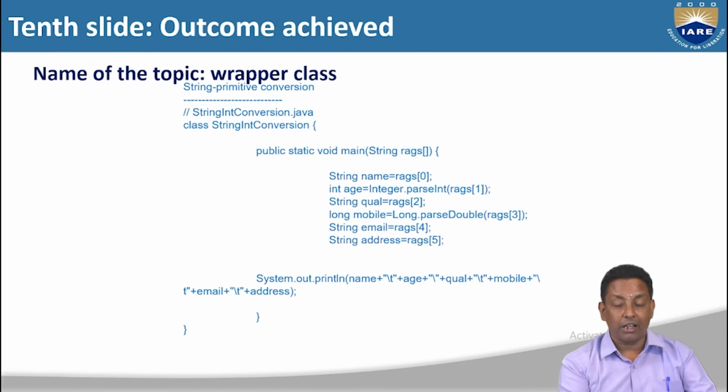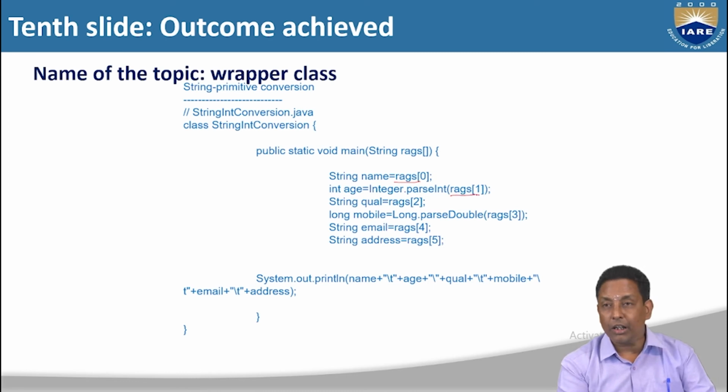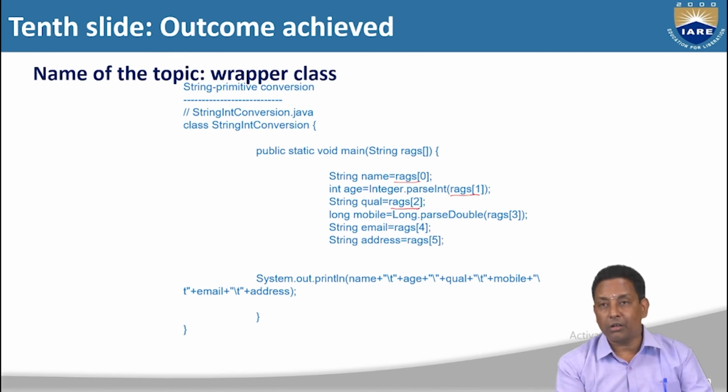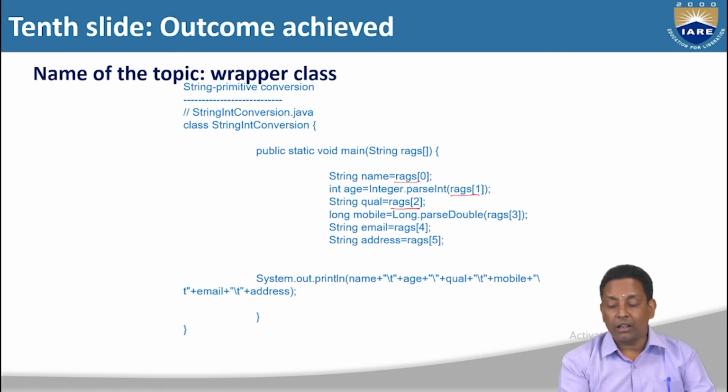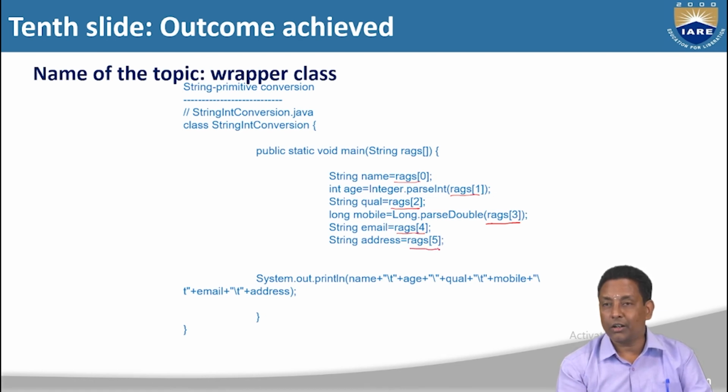So when you are running this Java program, how many command line arguments do you pass? Name you pass as one command line argument, args[0]. Age you pass as second command line argument, args[1]. You pass your qualification as third command line argument, args[2]. And the mobile number you pass as a fourth command line argument, args[3]. Fifth command line argument, you pass email ID as args[4]. Sixth command line argument, address, you pass as the last command line argument.